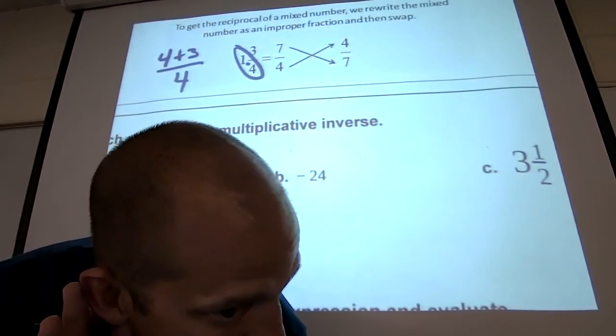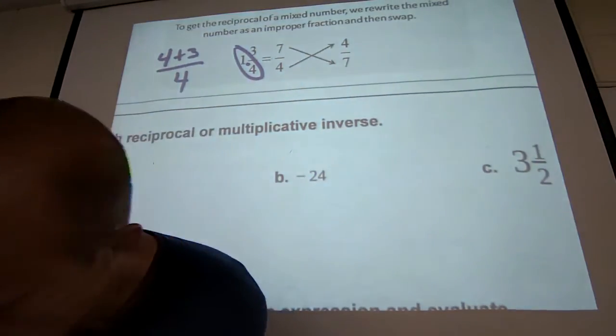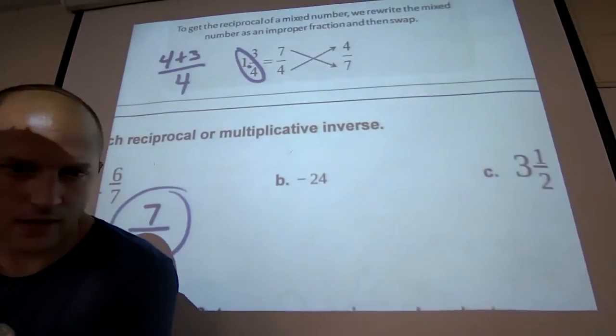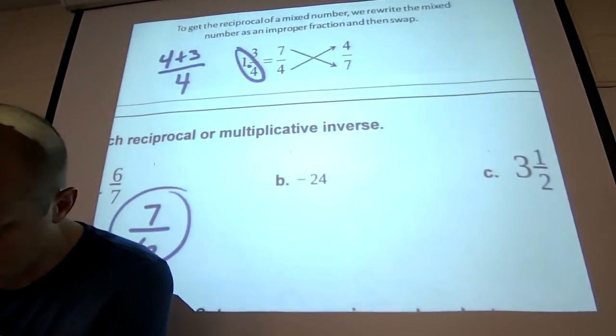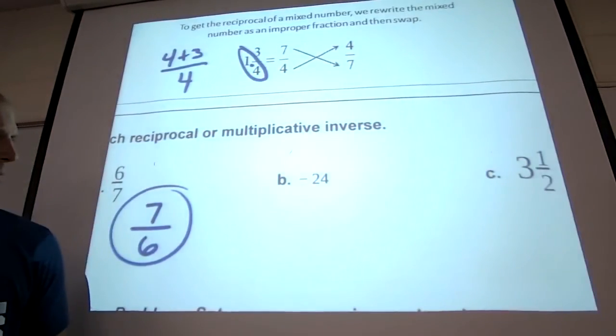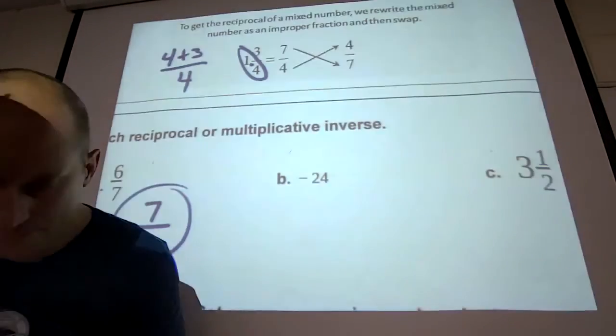Nice and loud? That a girl. Nice job. 7, 6. Boom. Next one. Jimmy, I got negative 24. How do you do that one? Add 24.